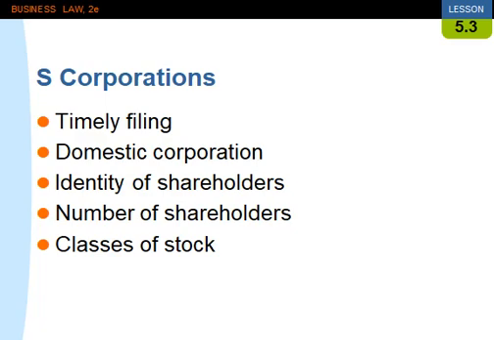Identity of shareholders. Only natural persons, estates, or certain types of trusts can be shareholders in an S corporation. Other corporations, partnerships, non-qualifying trusts, and non-resident aliens cannot. Number of shareholders. The corporation must have 100 or fewer shareholders. What are the requirements for an S corporation? Classes of stock. The corporation can have only one class of stock. However, the shareholders in that class are not required to have the same voting rights.